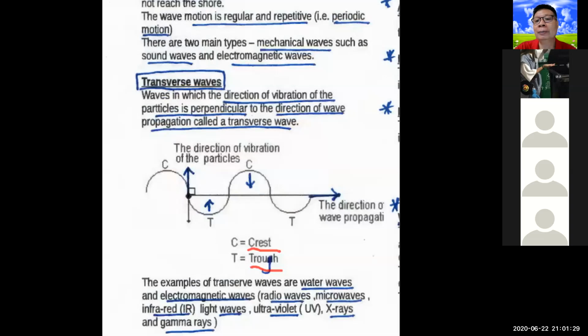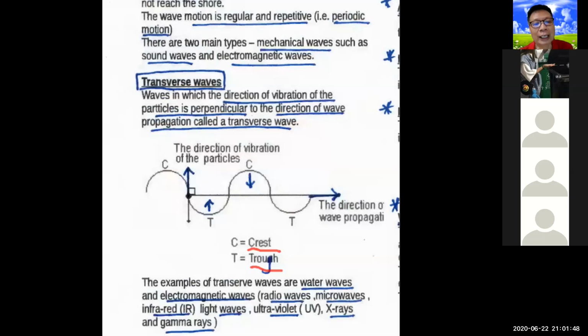Okay, let's see. Someone gave an answer here. Zhong Chao Yi says the direction of vibration of particles is perpendicular to the direction of wave propagation. Okay, very good. Zhong Chao Yi, correct. So both of you gave the correct answer lah.